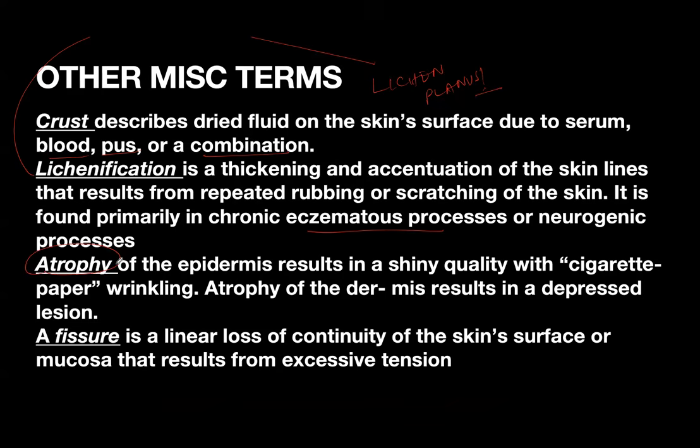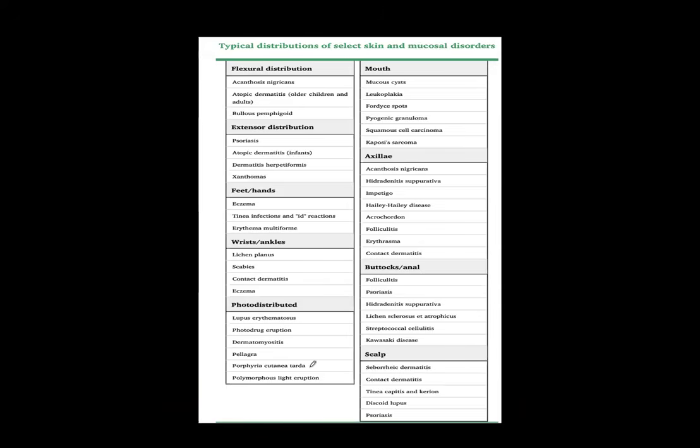Atrophy of the epidermis results in a shiny quality with cigarette paper wrinkling. Atrophy of the dermis results in a depressed lesion. Then comes the fissure. People know about anal fissure. It's a linear loss of continuity of the skin surface or a mucosa that results from excessive tension. That's called a fissure, right?